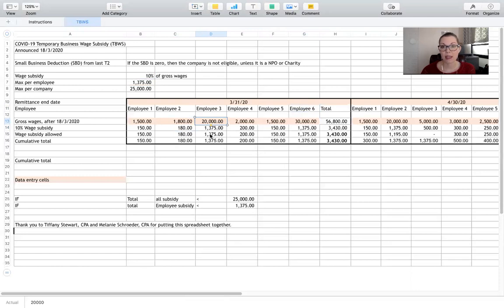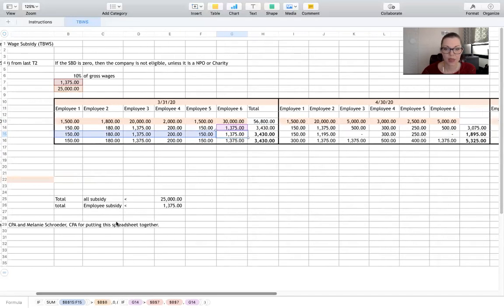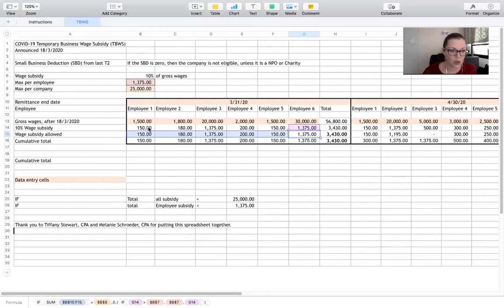Remember that the maximum per employee for the entire time period of the subsidy is $1,375. So this person cannot receive more than $1,375, or we can't claim more than that amount for this person. Couple other people, we've got 2,000 there, 1,500, and then here's another one with a large amount just to show what happens. I'll just show the total. So the wage subsidy allowed there is 3,430, even though the total payroll was 56,000.